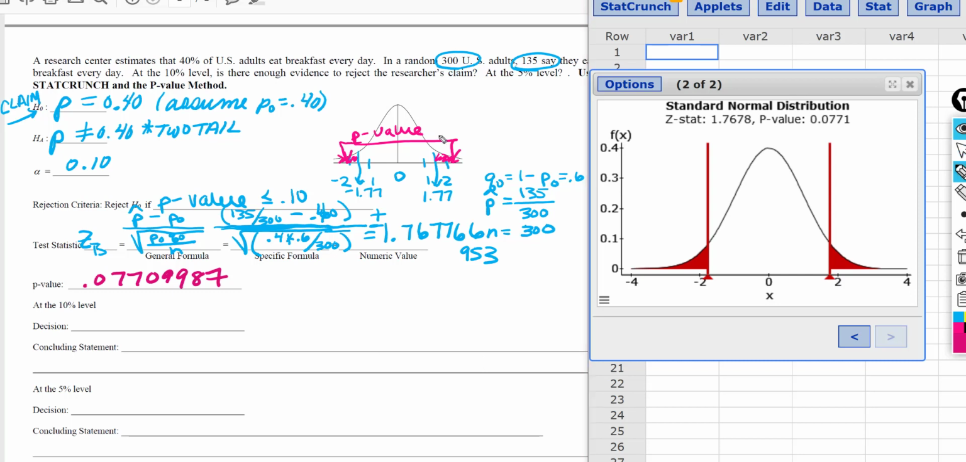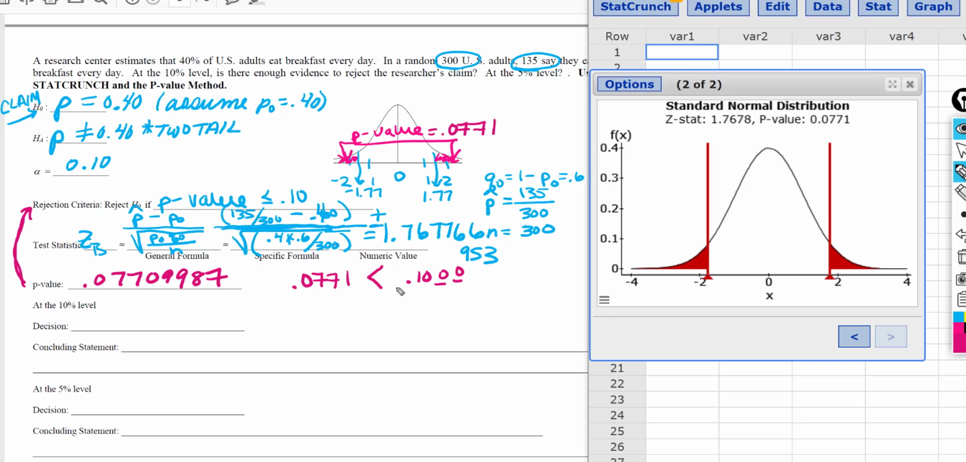So remember, our p-value here is going to be 0.0771. Now our decision. Remember our decision, we have to either reject or fail to reject based on the rejection criteria from above. Remember, we reject if the p-value is less than or equal to 0.10. So it's 0.0771 compared to 0.10. If you want to add a couple more decimal places to make it a little bit more obvious, 0.0771 is definitely less than that.